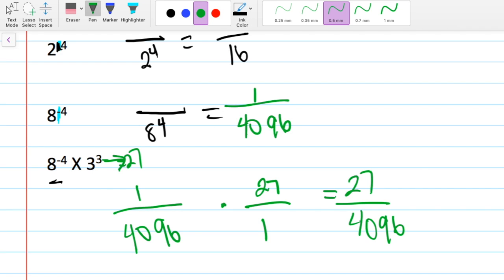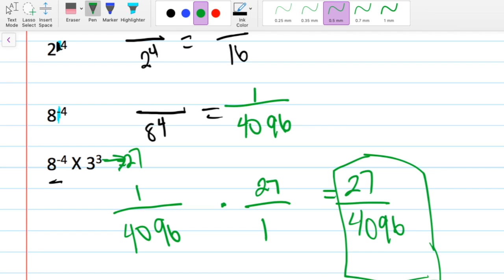And I'm not sure if this can be simplified because I just made this problem up. But if it can be, then who knows? You know what? I'm going to type it in the calculator and let's see if it can. No, it does not give us a nice number. So I believe that it's just going to be our final answer.